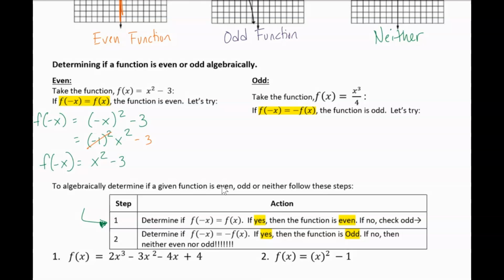So now that it is as simplified as it can get, I need to look. Is my f of -x the exact same thing as my f of x? Is this the same as this? Yes. So what does that mean? What do I say? These are the same. So this is an even function.